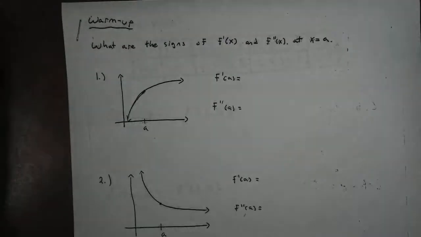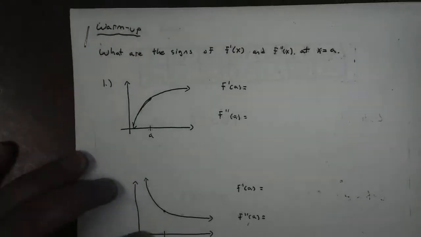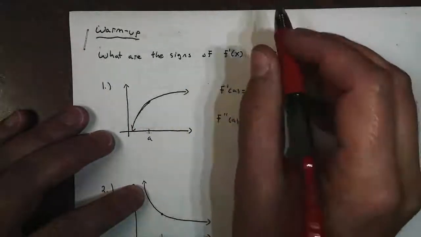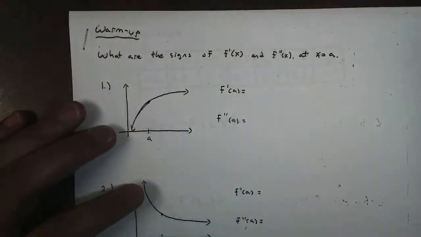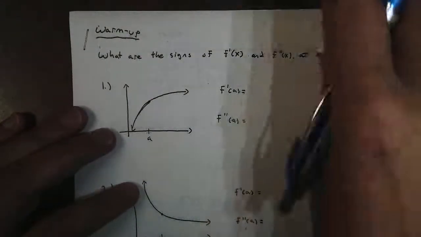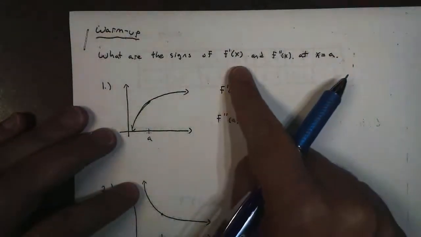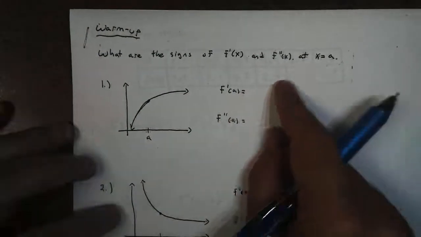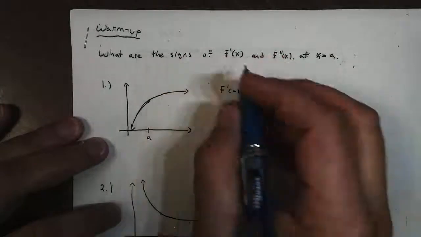Hi, welcome back. We're going to continue our discussion with comparing the derivatives, and we're going to start off with a little bit of a warm-up I like to give my students. We are trying to find the signs of the first derivative and the second derivative at x equals a. And we can do a lot of this just by looking at the graph.